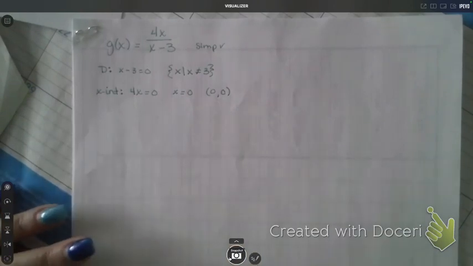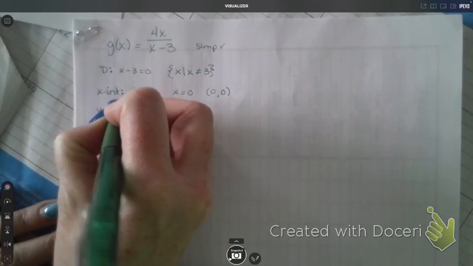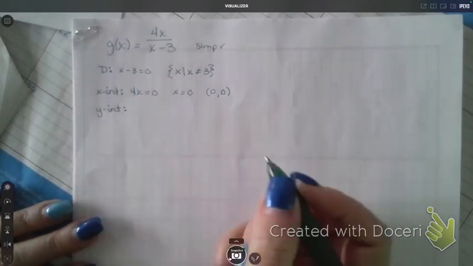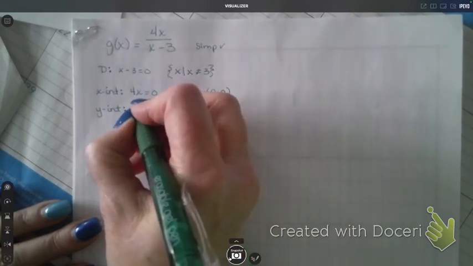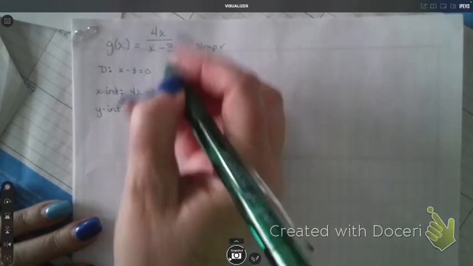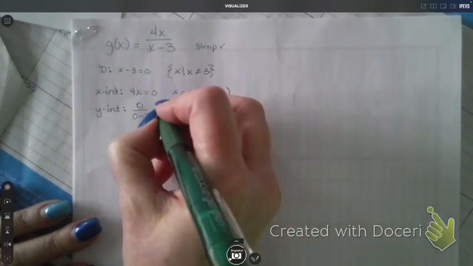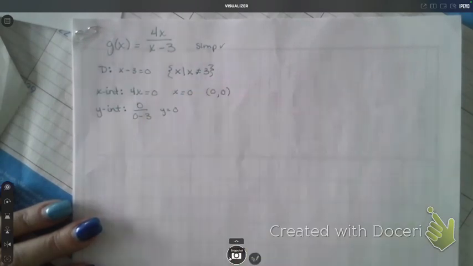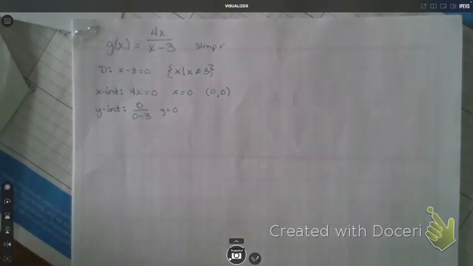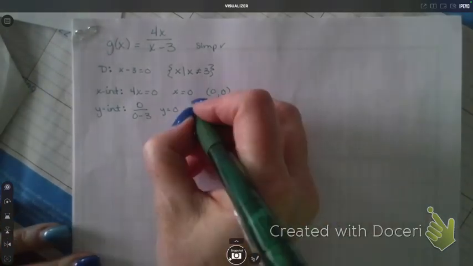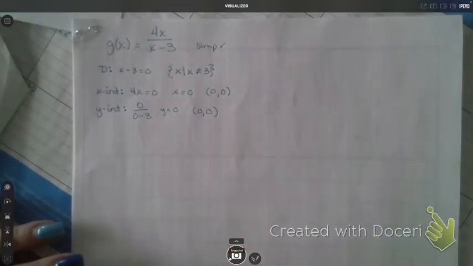So the next thing is the what? The y-intercept. So y-int. And just plug in zeros for x. That's what it says, right? So you have 4 times 0 would be 0 over 0 minus 3. So what do I get? 0. I just plugged it in. I didn't have to do the work. Does that make sense, what I'm saying about showing work? Okay, so the point is what? 0, 0. Okay? Next thing?